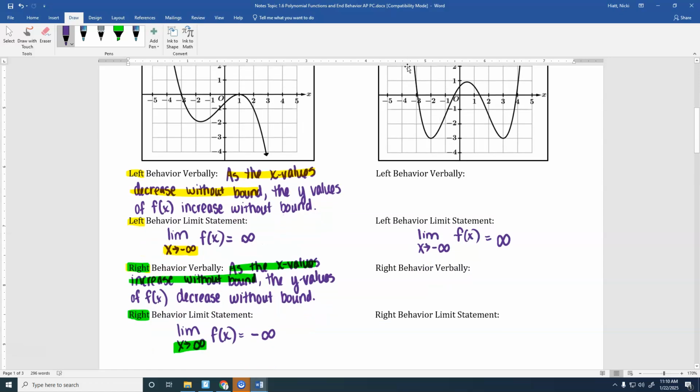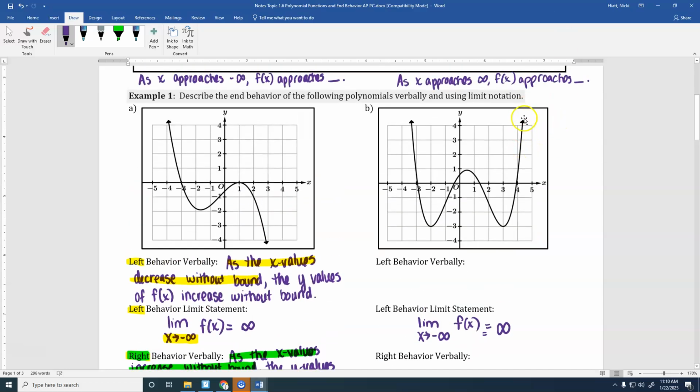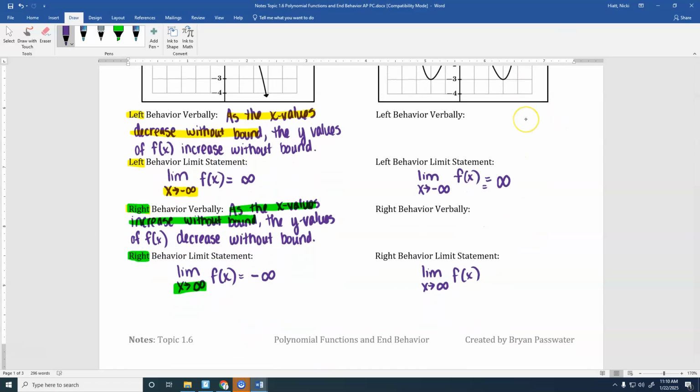And if I want to do a right side limit statement, it's going to look almost the same, but I'm going to have the limit as x approaches positive infinity of f of x. And what happens on my right side? Also positive infinity for that one as well. Okay, does that make sense? All right.